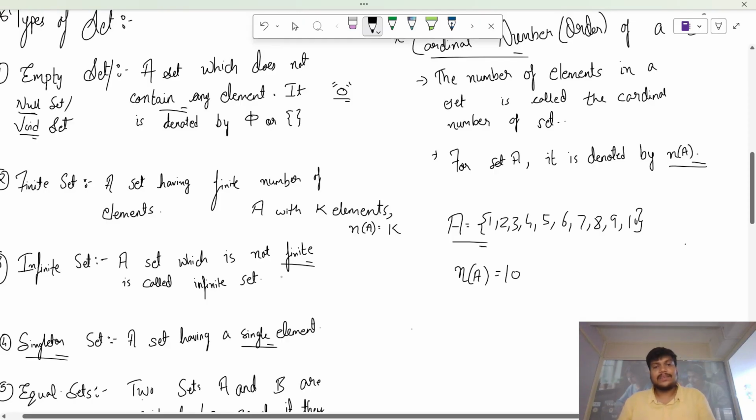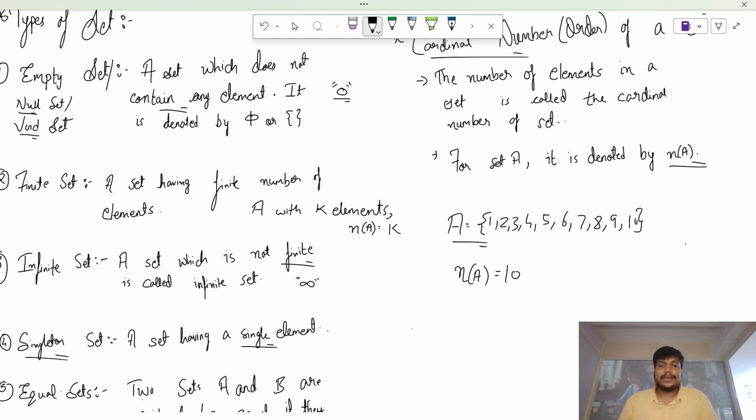An infinite set has infinite elements, so the cardinal number should also be infinity. What about a singleton set? In a singleton set, we know the set has only one element. So if there is any set A which is a singleton set, I would say that n(A) is equal to 1. This was the categorization of sets on the basis of the number of elements.